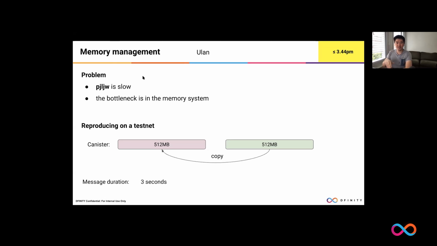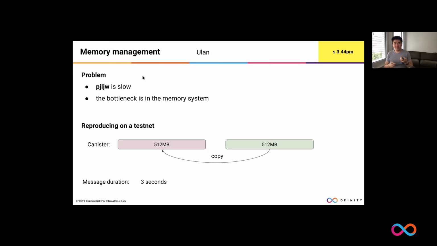So the first thing is to reproduce the problem, and to do that, I created a simple canister. It has 1 GB of memory, and on each message, it copies half of that memory to the other half. So it moves a lot of data. And running it with the existing code, it takes about 3 seconds.